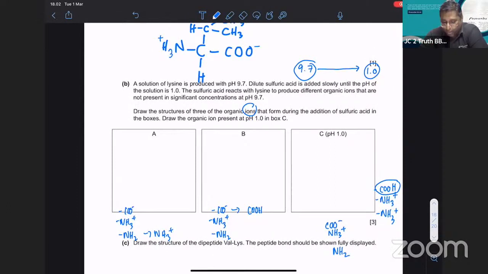So when you react at pH 1, the H plus is going to come and join with the COO minus to give you COOH. The NH3 plus will stay. But do remember the NH2 is going to be basic, so it will also react with the H plus. When they react with the H plus, they are going to get NH3 plus.